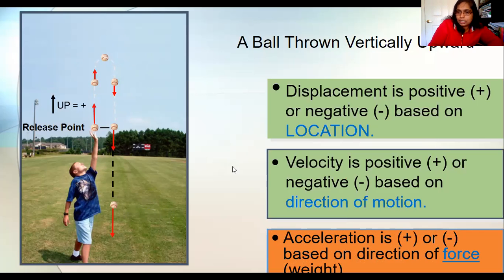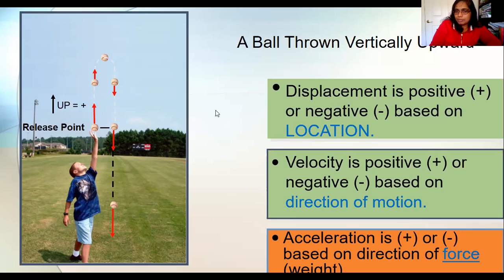Now acceleration depends on the direction of the force, or the weight. After it is released from the hands of the thrower, it is in the air, right? The only force acting on the ball is gravity. What is the direction of gravity? It's always down, right? So the acceleration is always down. According to this definition, downward means negative, so the acceleration will be negative. But we can also define downward as positive, and then we switch all the negative and positive symbols.